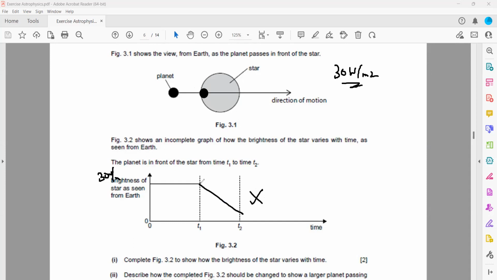Why? Because if you're drawing that the amount of light which is blocked by the planet is increasing, that is wrong. Why? Because the size of the planet is not changing. That's why the amount of light which we receive from this star will remain the same. So you have to draw a horizontal line which shows that the amount of light which we receive is decreasing.